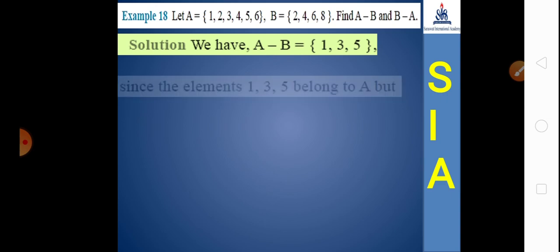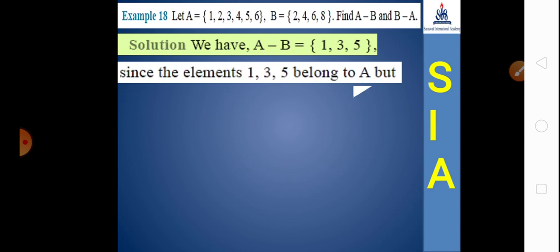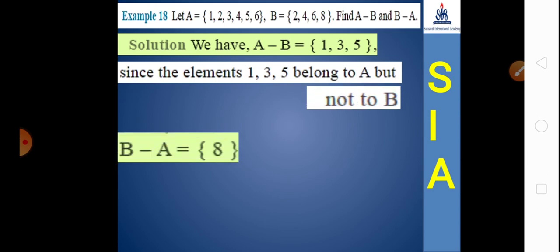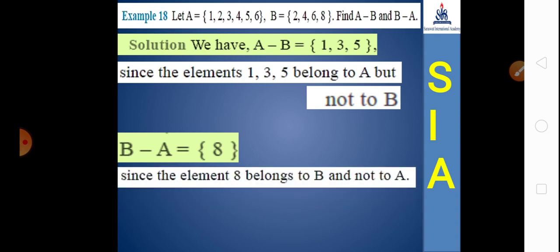Now reverse, B minus A. So B minus A is only 8, because the A elements are cut from B, but what is present in B must remain. So my answer is B minus A is only 8. Here 8 belongs to B but not in A, because the A elements are already cut from B: 2, 4, 6.